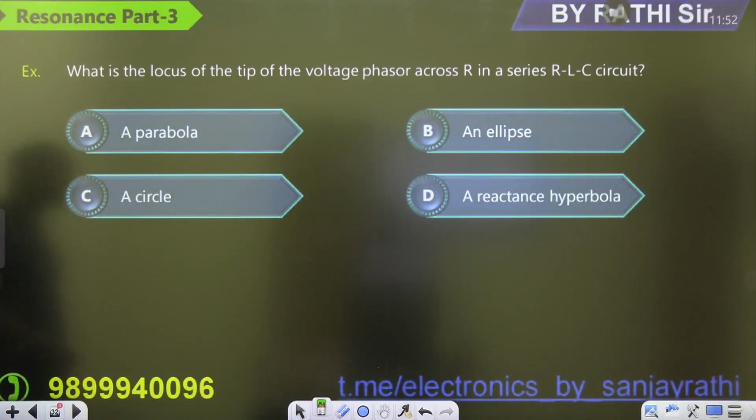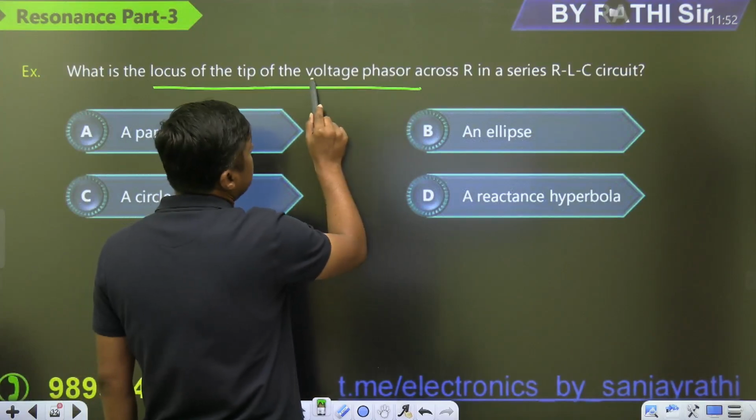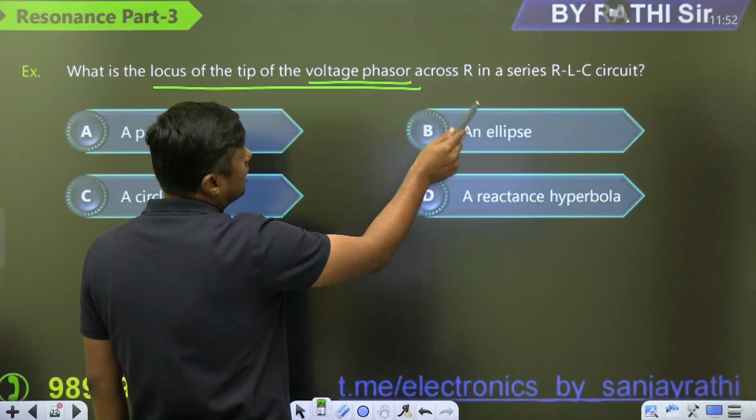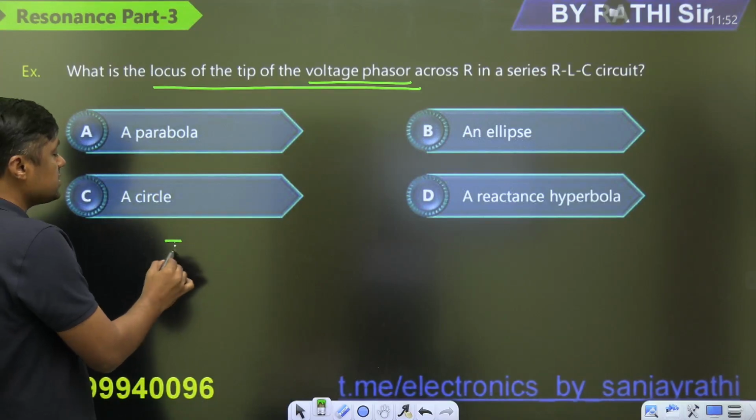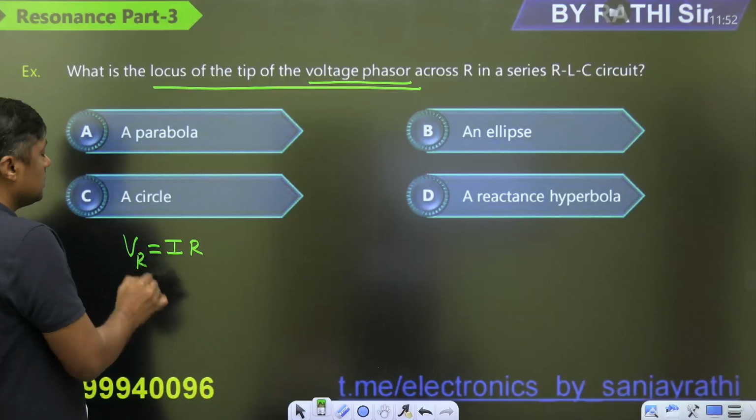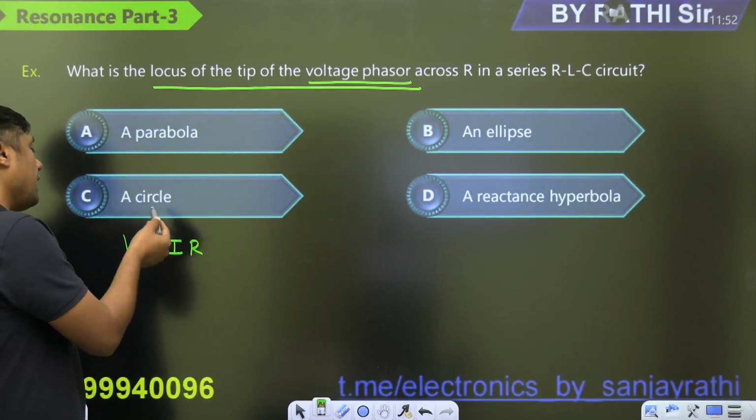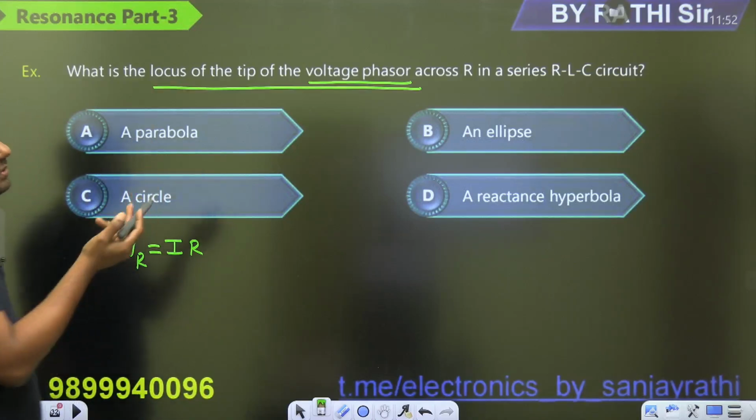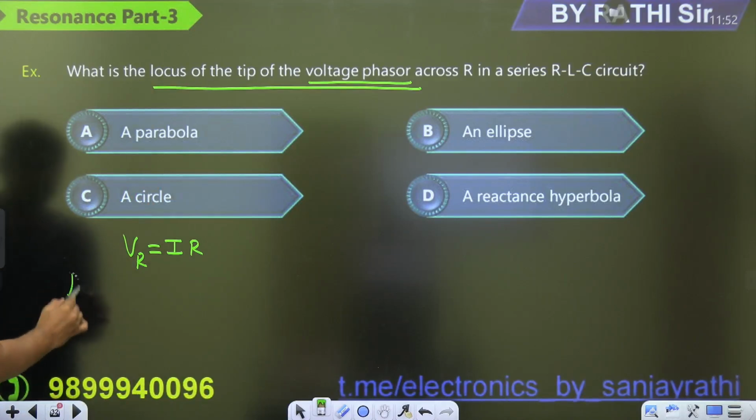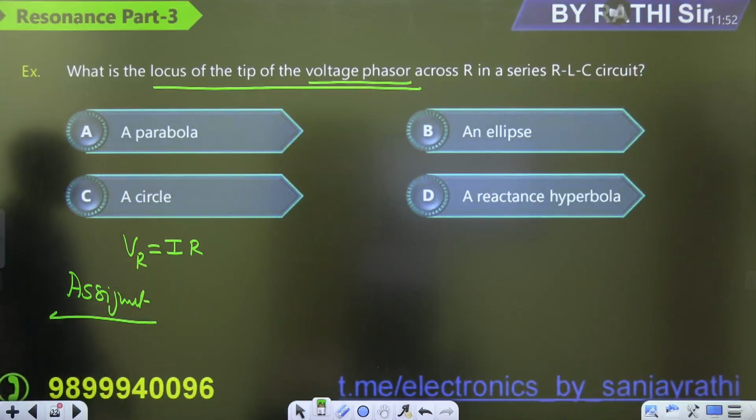What is the locus of the tip of the voltage phasor across R? This time it is the voltage phasor, not the current phasor, across R only, in a series RLC circuit. So what is the voltage across R? If you have the current phasor I, then I into R is the voltage across R. R is constant, I is variable. Which type of locus do we get for I in an RLC circuit? A circle, and then it is a circle. So read this, I have given the hint. IR.